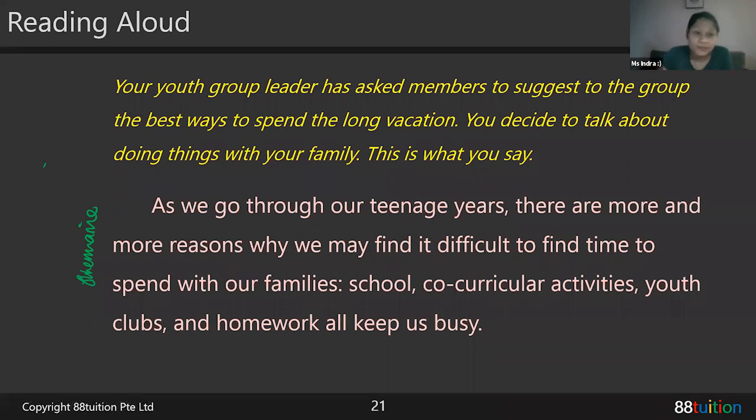As we go through our teenage years, there are more and more reasons why we may find it difficult to find time to spend with our families. School, co-curricular activities, youth clubs, and homework all keep us busy.